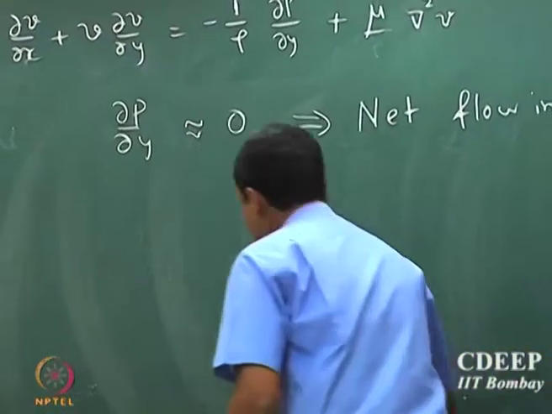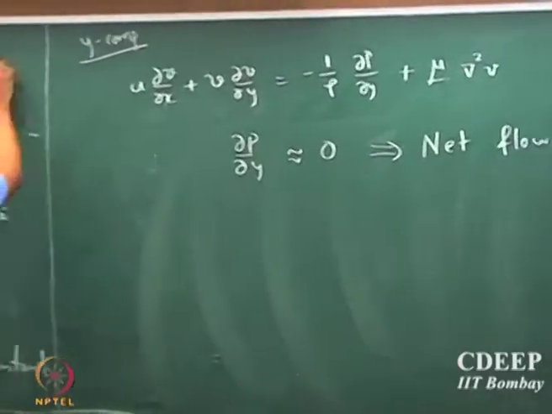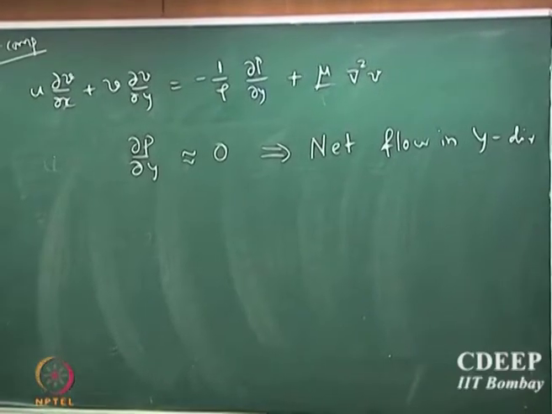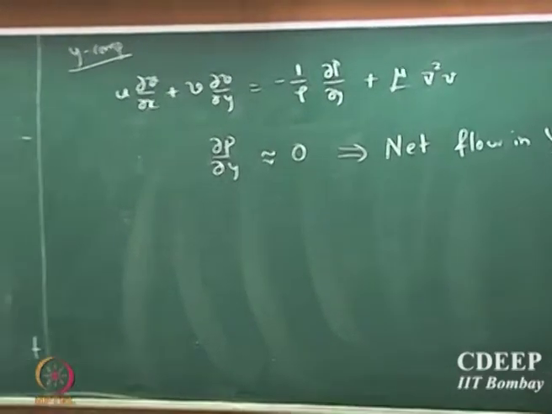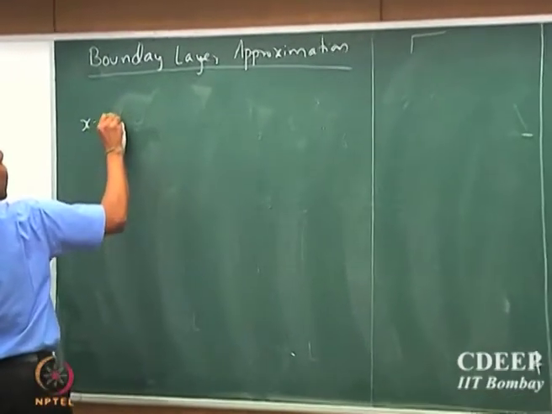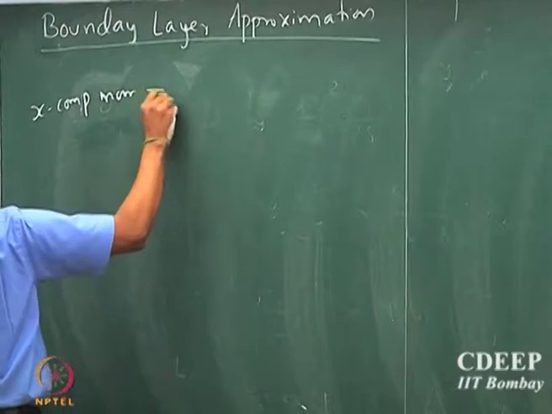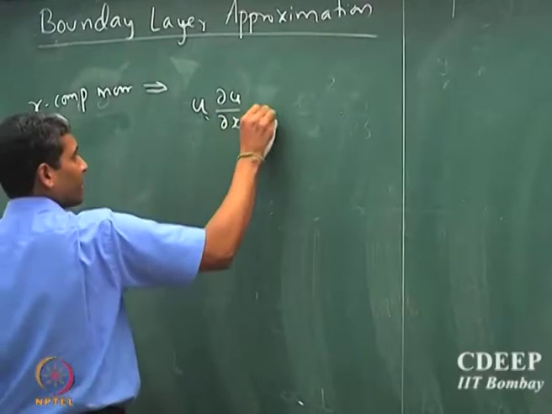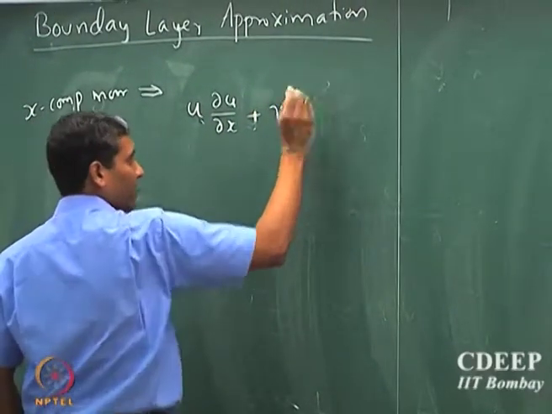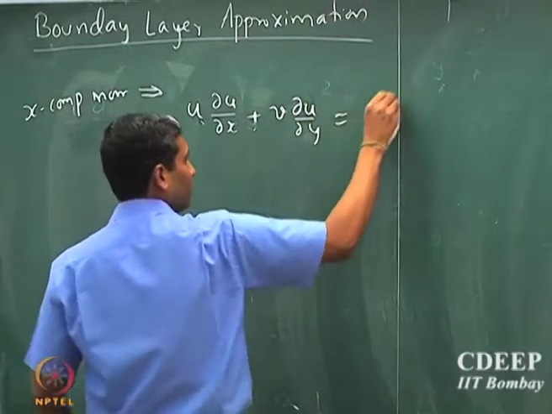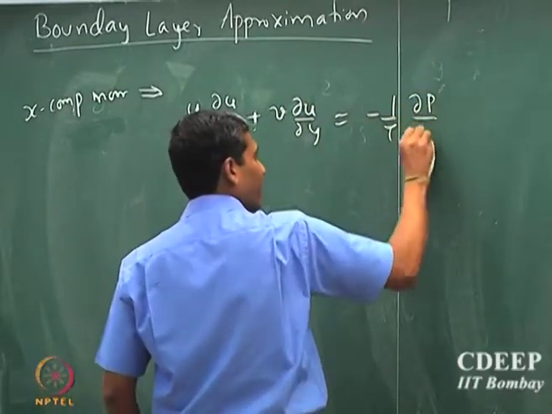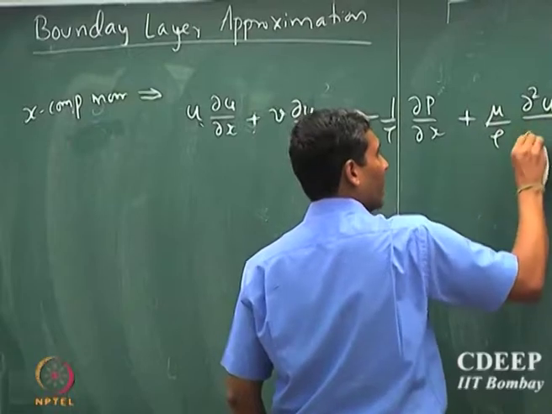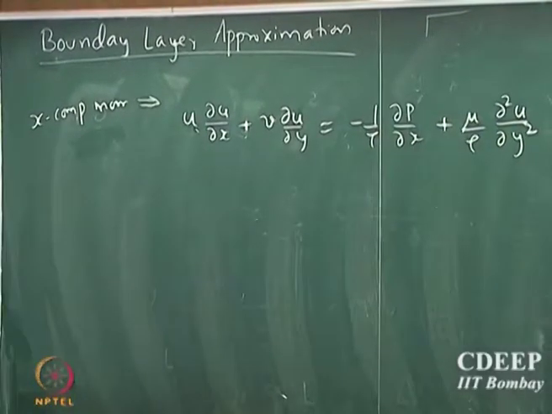Similarly, we can do an order of magnitude analysis for the x component momentum balance. It is very similar, so you do exactly the same analysis. You will find that the x component momentum balance essentially reduces to u du by dx plus v du by dy, equal to minus 1 by rho dp by dx plus mu by rho d square u by dy square. So you have to do exactly the same.